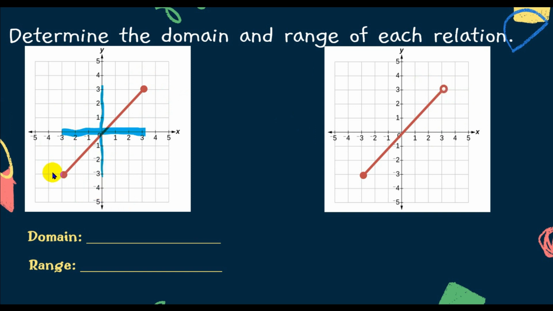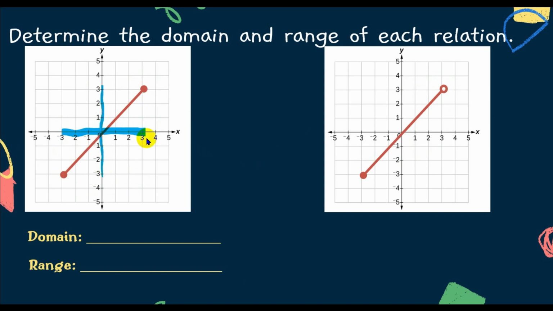So when there is a closed point like this, it means our negative 3 is included in our domain and in our range. The x value that the point corresponds to is included. Also, in this one, positive 3 of x and positive 3 of y is included in our domain and range. Okay? When it is a closed point. When it is an open point like this, that means the value that it corresponds to is not included in our domain or in our range.